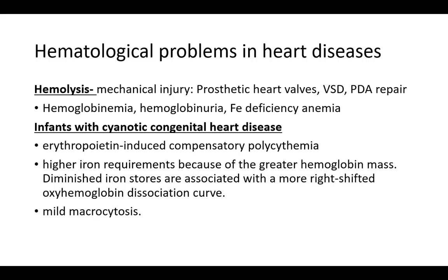To give you a different example, I'm trying to give you different examples from different organ systems. Heart diseases may also be associated with some hematological manifestations, especially if the patient has prosthetic heart valves, or if the patient had surgery, especially for certain congenital heart defects such as ventricular septal defects, PDA. So they may have hemolysis due to mechanical injury, which may be seen as hemoglobinemia, hemoglobinuria, and in certain cases iron deficiency anemia as well.